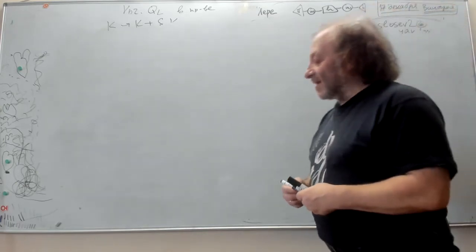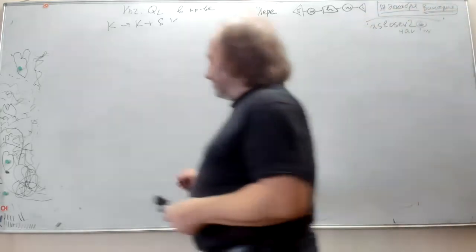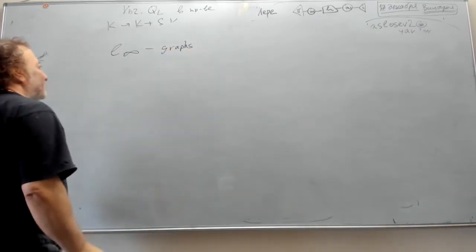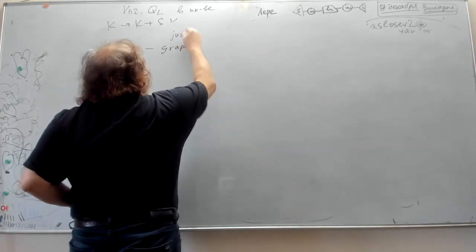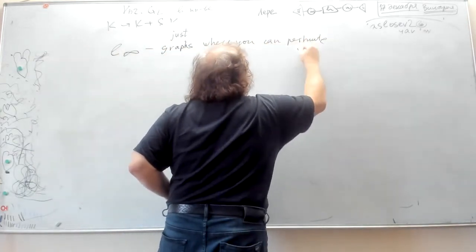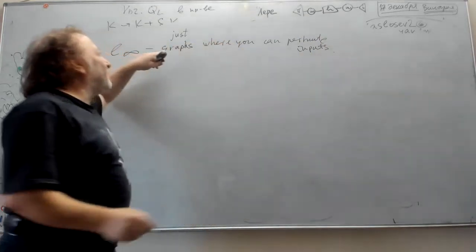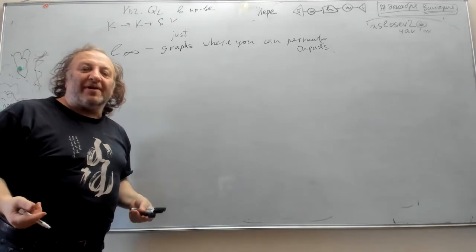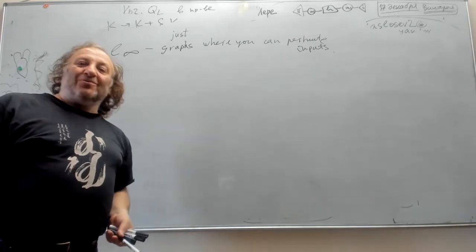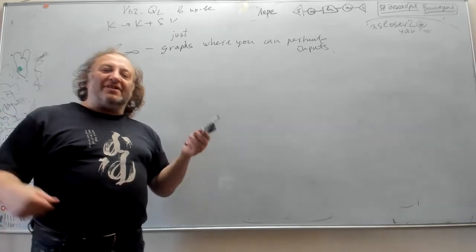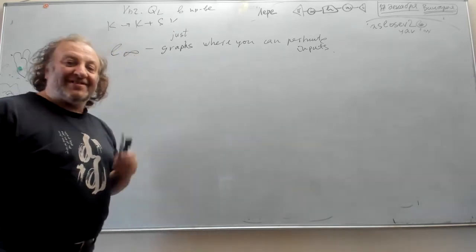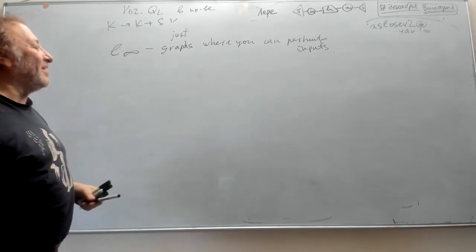So let me come to this L infinity. These are graphs, just graphs where we can permute inputs. When you first think about graphs, when you open the definition of the graph, it is so obvious that you can permute inputs. But now, when you have fed graphs, you understand that the ability to permute inputs is a property. You see, it's interesting. But now I would like to go to formulas.